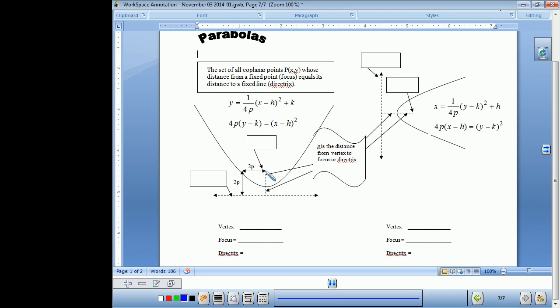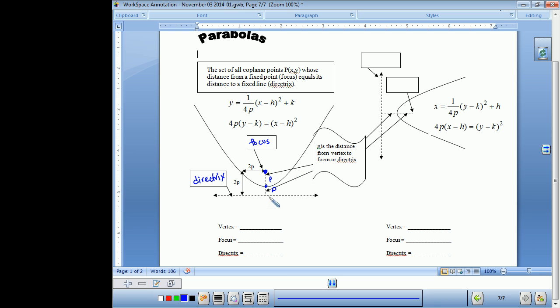We know that this point here, equidistant, this P, from the vertex, is called the focus. So this is our focus, and this line is the directrix. When we talk about parabolas as a conic section, we define the parabola as the set of all coplanar points that are equidistant from a fixed point called the focus and a fixed line called the directrix.